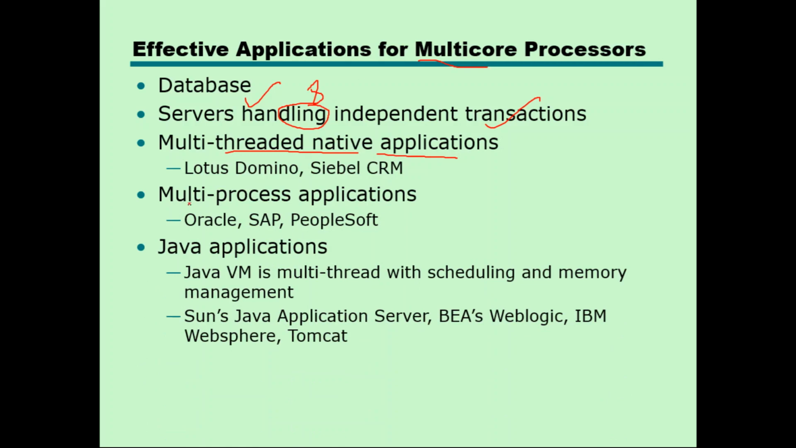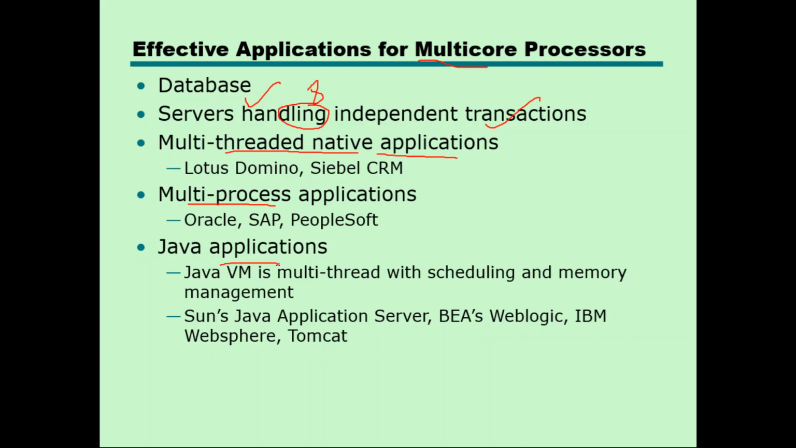Then multi-process applications. Multi-thread means, a thread is a lightweight process, right? In one process, there are different execution paths, and that is called a thread. And multi-process means there are applications in which multiple processes are created simultaneously, and all these processes should be executing simultaneously. In such an environment also, multi-core processors will be utilized to the maximum extent.